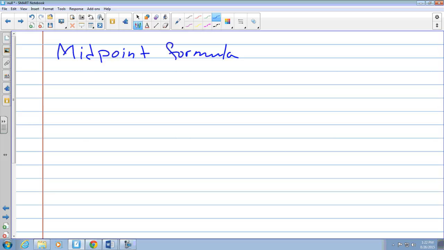It does exactly what you think it's going to do. It's going to find a point halfway in between 2 other points. So again, if we have 2 points in the plane, x1, y1, and x2, y2, then the midpoint is just somewhere halfway in between those 2 points. Okay? And in order to find that midpoint, all we have to do is average your x coordinate and average your y coordinate. So you're taking the averages of both coordinates.